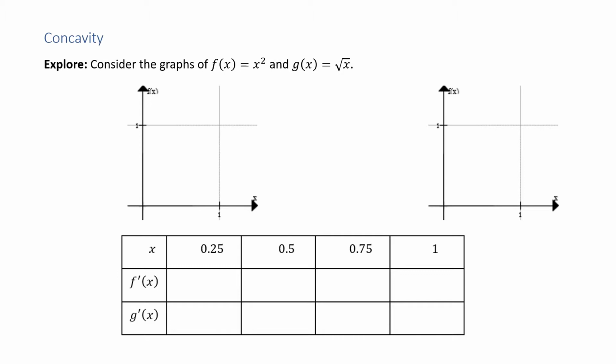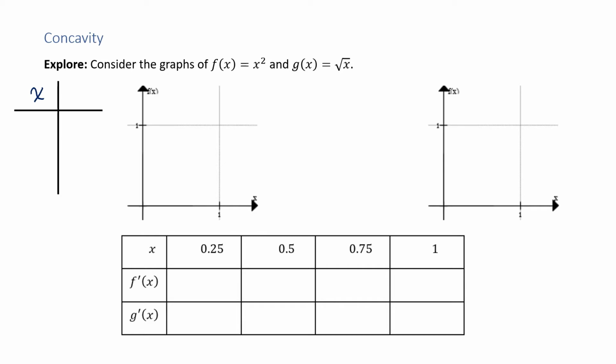Let's put this in graph form. We'll start with f of x equals x squared, and we're going to compare that with the shape of g of x equals the square root of x. We're going to plot some points. Let's start with f of x equals x squared.